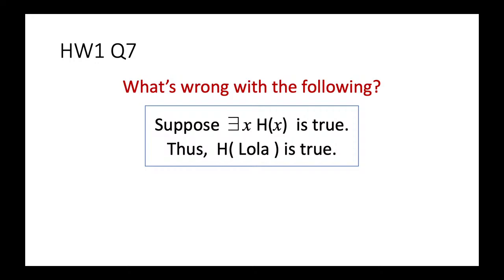So we are trying to jump into the conclusion. Suppose that "there exists x" is true. Suppose this is true, then we can jump into the conclusion that h of Lola is true. Now somehow you will see that this is wrong. What is the reason? To explain something that is so obvious is difficult, right?